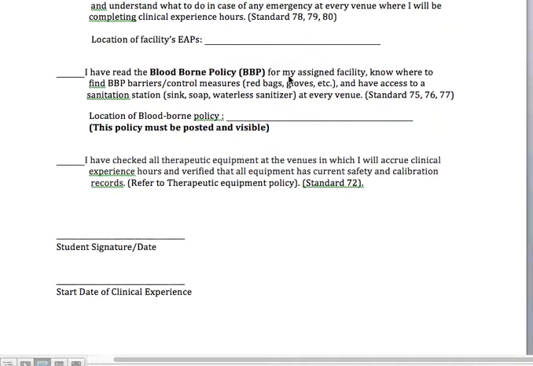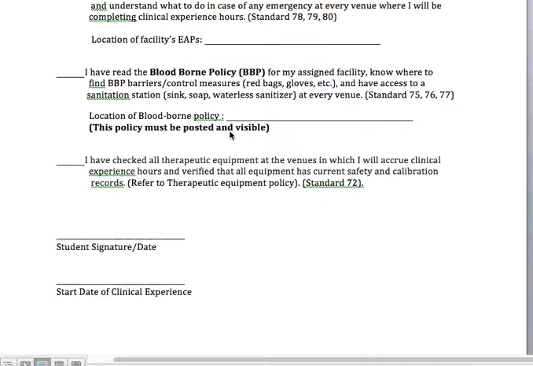The bloodborne pathogen policy for your facility, know where it's at. Be able to find the bloodborne pathogen barriers such as red bags and gloves. You should have access to a sanitation station, which would be sink and soap and waterless sanitizer at every venue. So you need to be able to wash your hands in the event that there is a bloodborne accident potential. So whether you're at the soccer field or the gym or the football field, you need to know where those would be located.